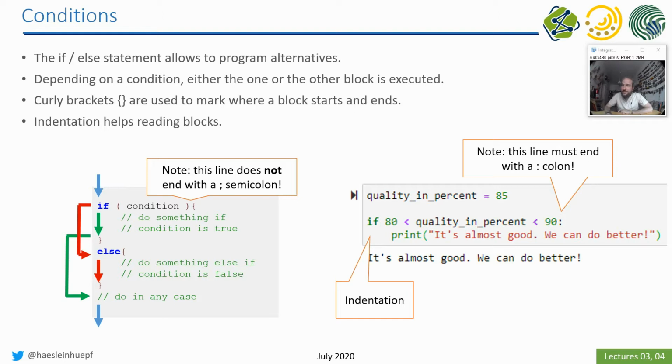In Python, the indentation is more important than in ImageJ macro, but in ImageJ macro, I would also strongly recommend to indent your code because it makes it easier for you to read.